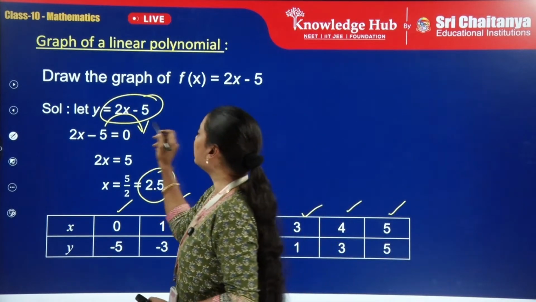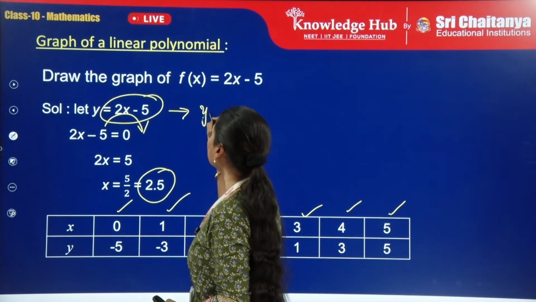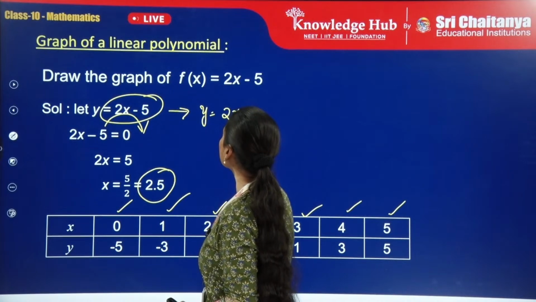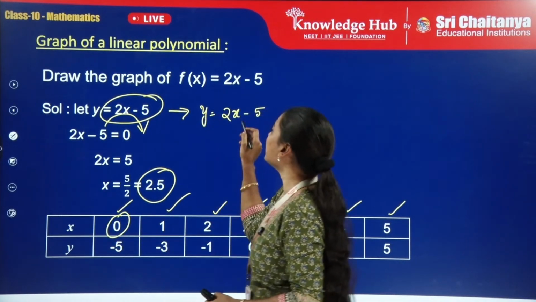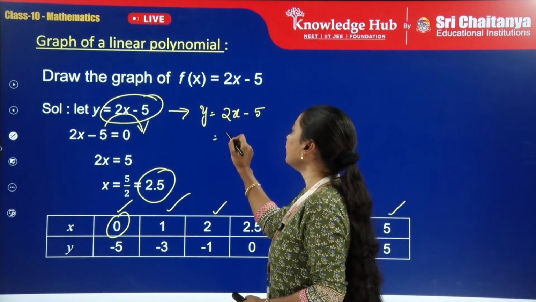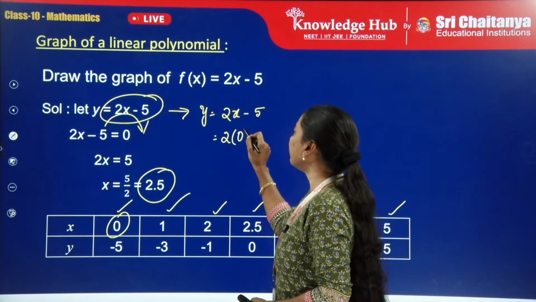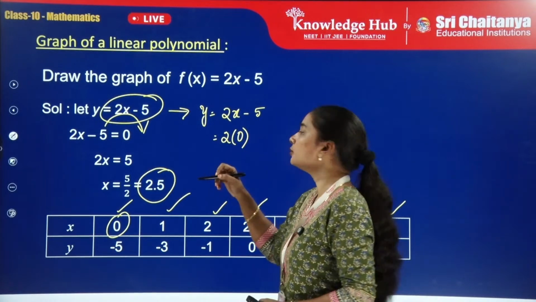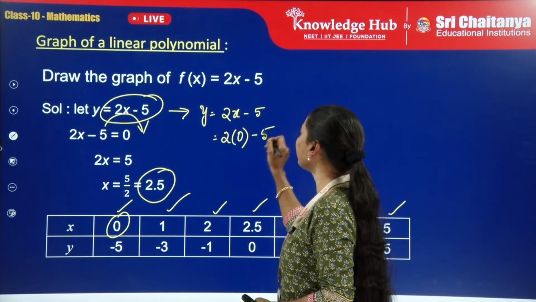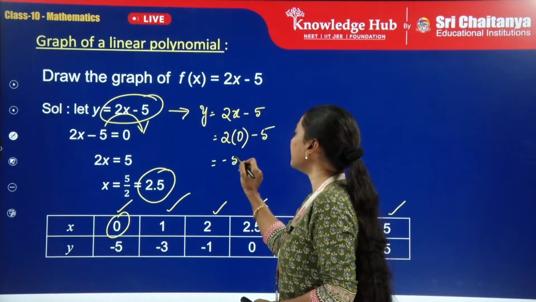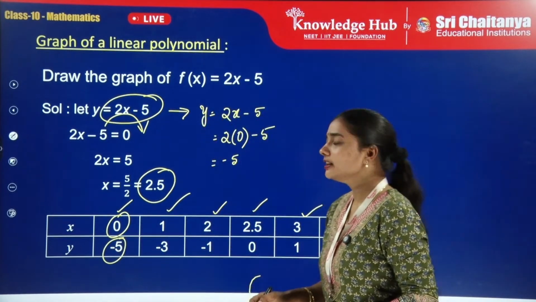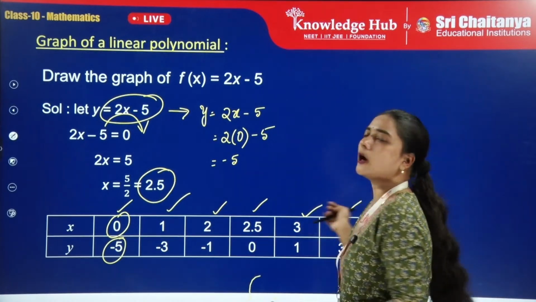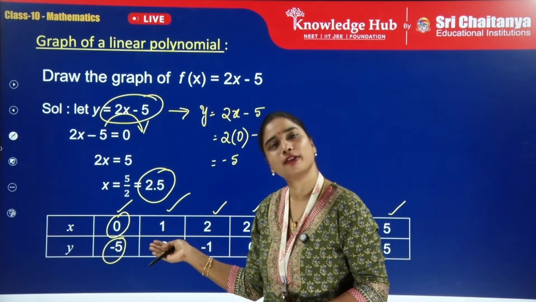Substitute these values in this condition, y is equal to 2x minus 5. Substitute 0 initially in place of x. If you substitute 0 in place of x, that is 2 times 0 minus 5, then the result is minus 5. So the value of y is minus 5. In the same way, we have to calculate all the values to find the value of y.